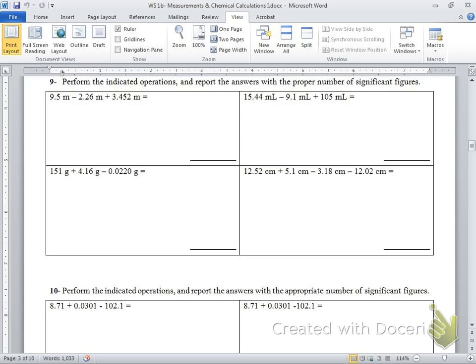So, practically speaking, it lines up like this. 9.5 minus 2.26 plus 3.452.